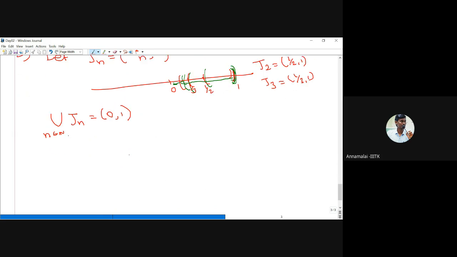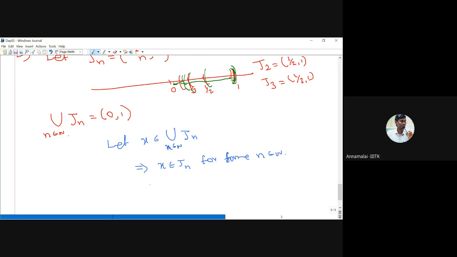Now how do we prove this? Suppose we start with an element on one side. We take an arbitrary element x in the union of Jn's, n in N. Now what do we have to prove? We have to prove x belongs to (0, 1). Now by the definition, x is in the union, therefore x belongs to Jn for some n. If it were an intersection, then it would belong to all n. But it is in the union, therefore x belongs to Jn for some n in N.